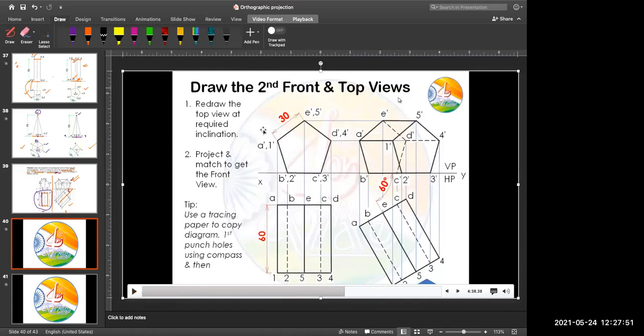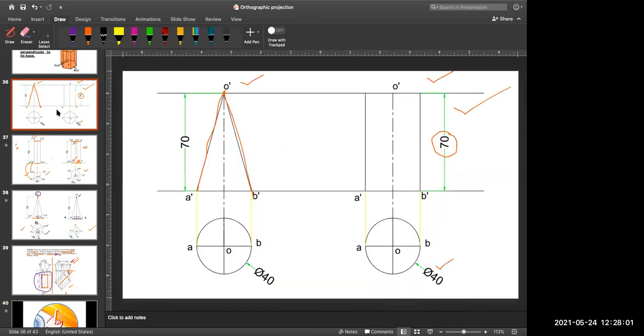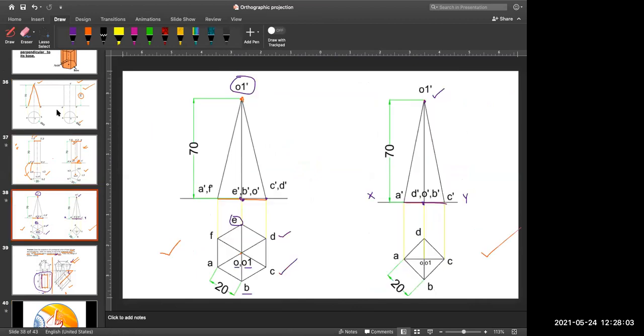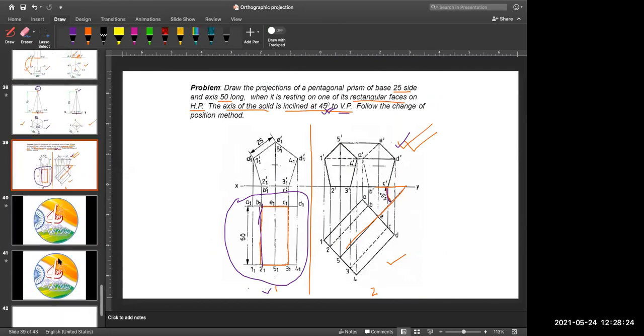So this is for this inclined plane. When the object is in an inclined position, what you have seen in these three slides, first slide, second slide and third slide, here the axis is parallel or perpendicular to your horizontal and vertical planes, these 6 figures, whereas in this figure the axis is inclined to one of the planes. So for this case it is the vertical plane.